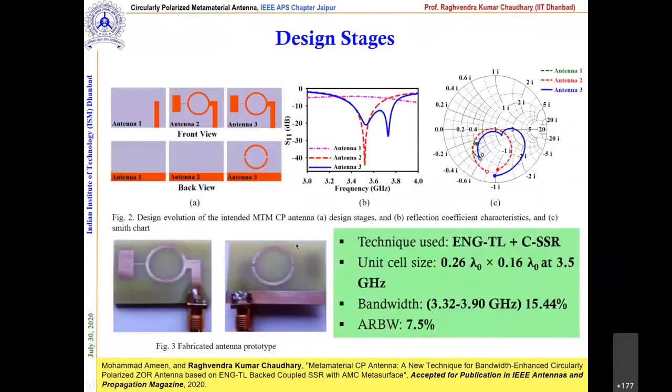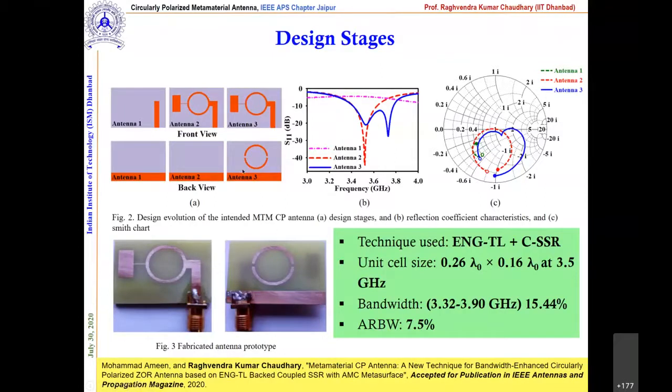One thing I missed: before jumping to all the results, I would like to clarify how we are getting the CP, correct. This is an ENG transmission line. If you plot the electric field, it will be normal to the surface. This is quite clear. Even with the simple microstrip approach, you will find most of the electric field is normal to the surface, correct. Now, when you incorporate this single split resonator, what you will see is a gap, and this will provide space to accommodate the planar or horizontal electric field. So you have two orthogonal field components.